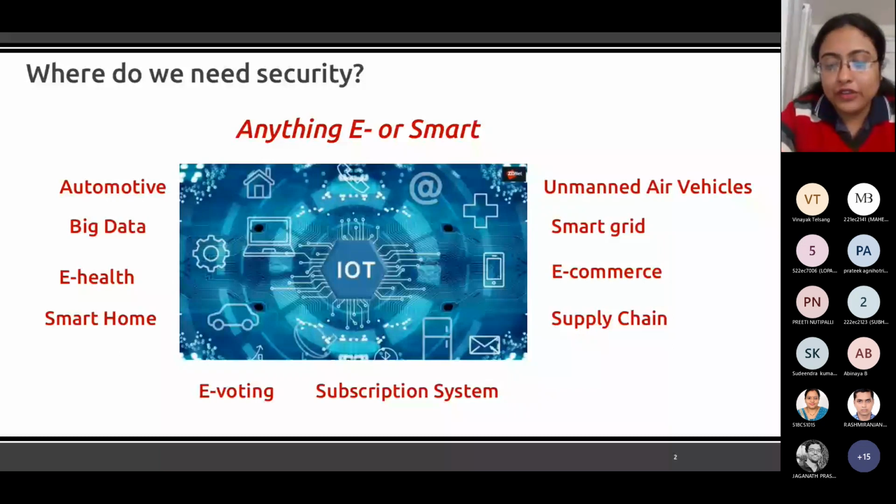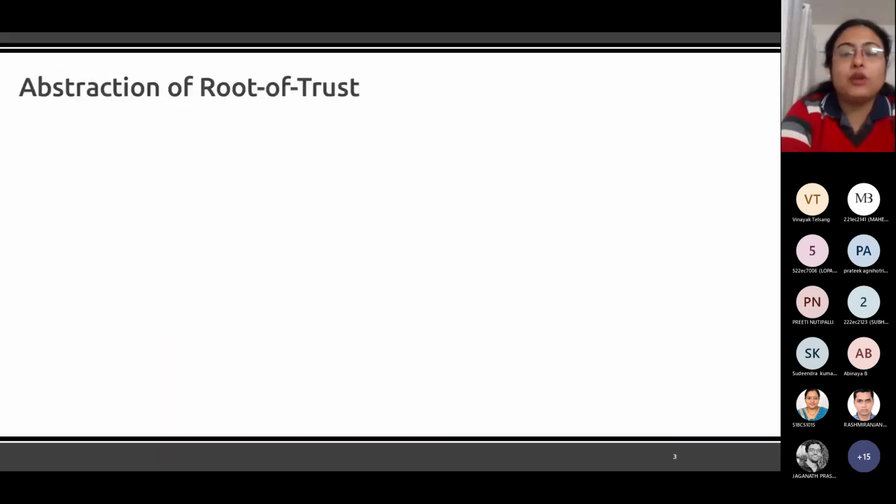Now when we talk about building a secure system, a system which is unbreachable, we have to think about two things. Number one is what is my root of trust, and the second thing is what is the adversarial model. So what are these two things?